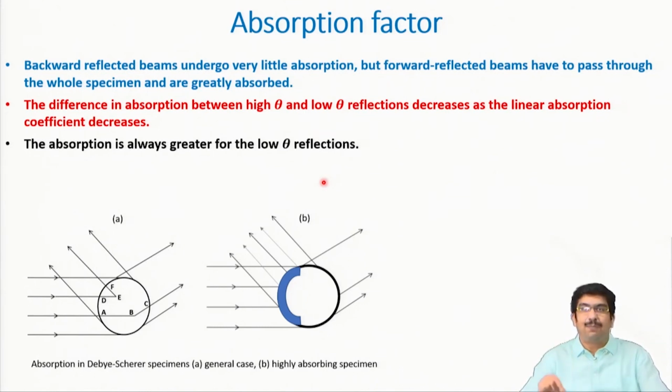But it will still be there. So it depends not only on the 2 theta angle, it also depends on the linear absorption coefficient. Just like the temperature factor, which depends not only on temperature itself but also on the 2 theta, here not only the 2 theta value matters, it also depends on the linear absorption coefficient. If the linear absorption coefficient is lower, there is lesser absorption overall, and the difference between low 2 theta and high 2 theta peaks will also be lower. If the linear absorption coefficient is very high, something like tungsten, then there will be a considerable difference between the intensity of low 2 theta and high 2 theta peaks due to the absorption factor.